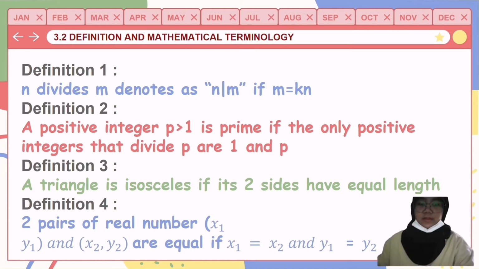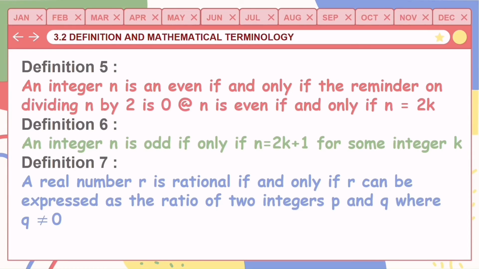Definition 1. N divides M, denoted as N divides M, if M equals kN. Definition 2. A positive integer p bigger than 1 is prime if the only positive integers that divide p are 1 and p. Definition 3. A triangle is isosceles if its two sides have equal length. Definition 4. Two pairs of real numbers x1, y1 and x2, y2 are equal if x1 equals x2 and y1 equals y2.